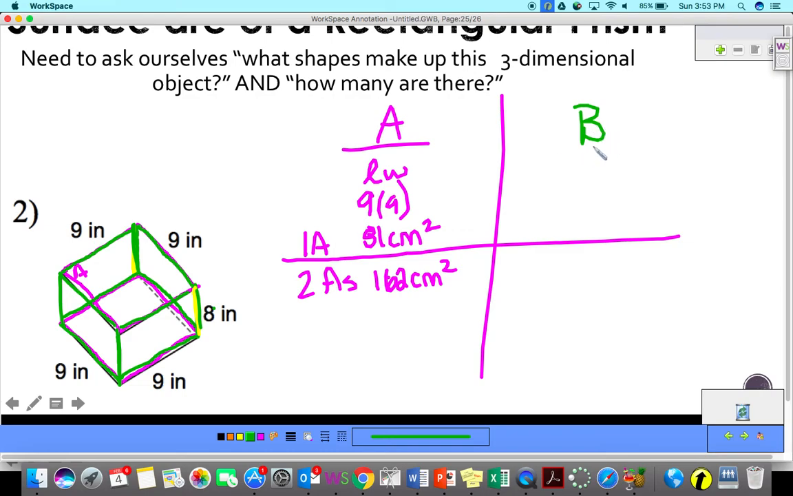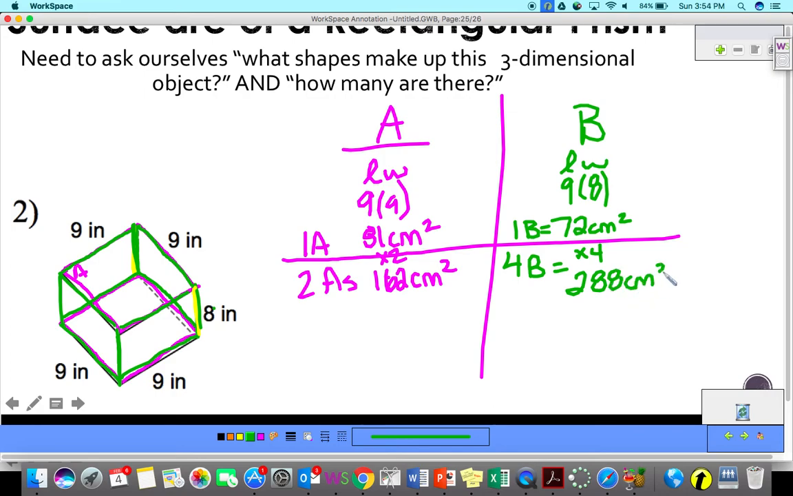So when I think about what I'm actually going to have here, and I go my length times width, and I go 9 times 8, and I get 72 centimeters squared, that's 1B. I'm actually going to have 4 of these. So I'm going to take 72 times 4, just like over here, I did 81 times 2. And when I do 72 times 4, I get 288 centimeters squared. That covers the area of the sides of this object.